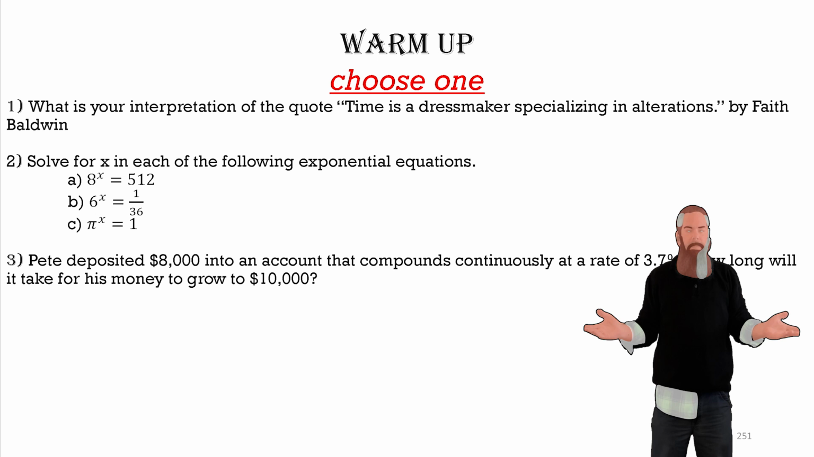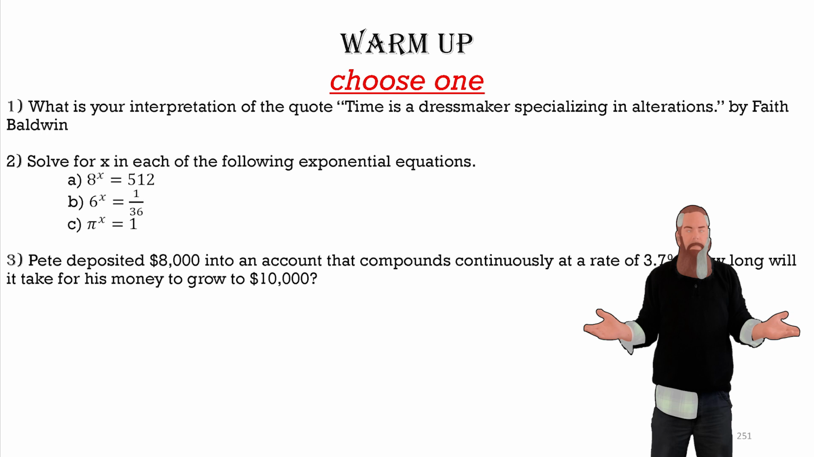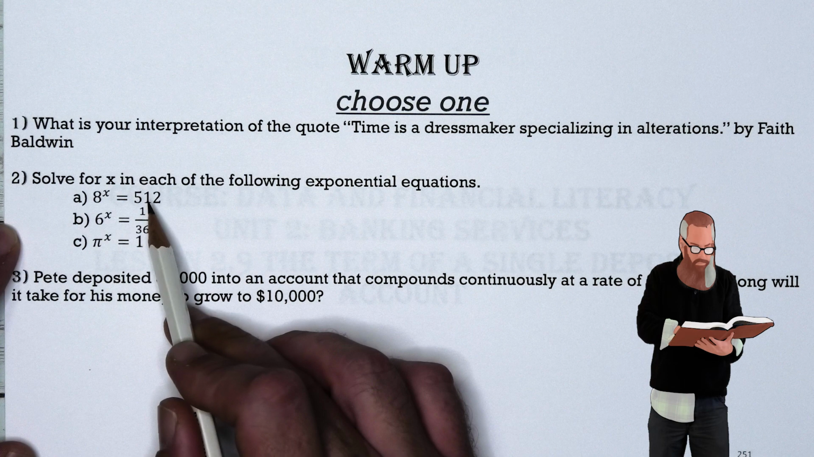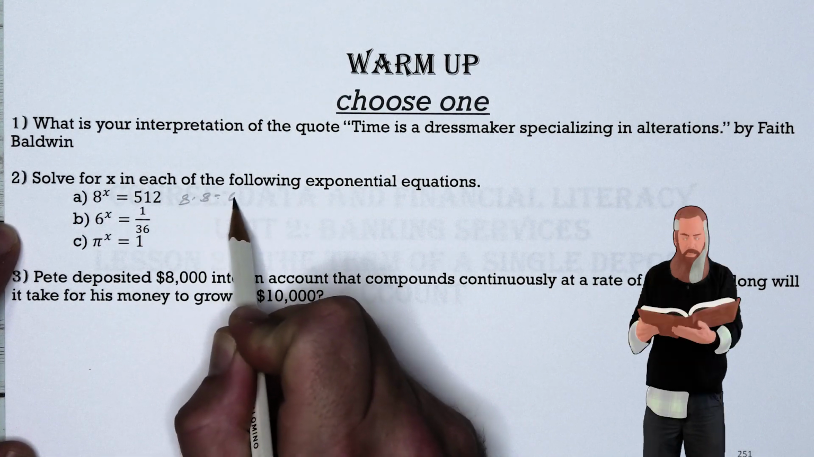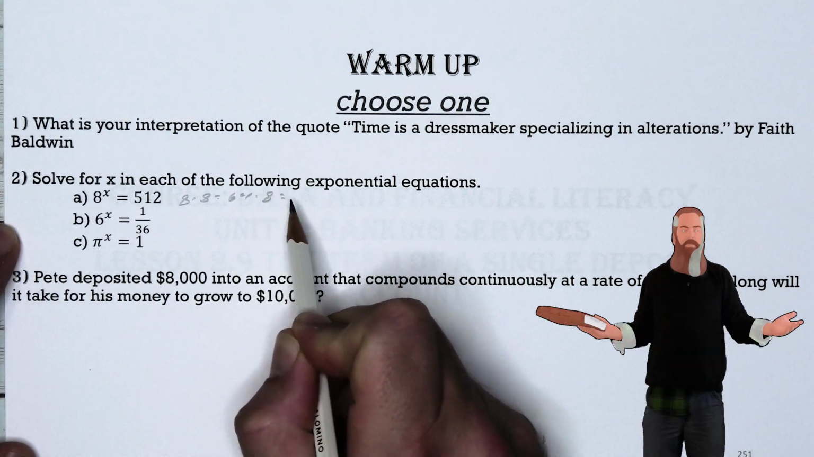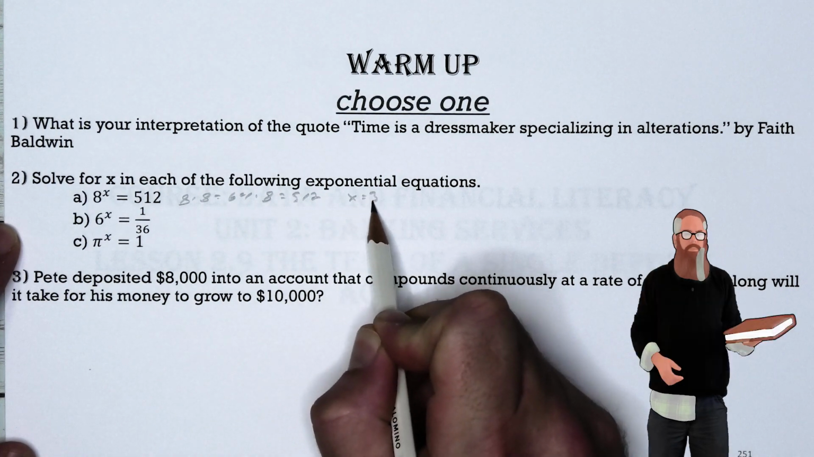Before we begin, let's make sure we're ready for this lesson by looking at warm-up number 2 and solve for x in each of the following exponential equations. Well, we have a hint about 512. So 8 times 8 would be equal to 64. If I multiplied that by 8, I would get 512, meaning that x is 3.